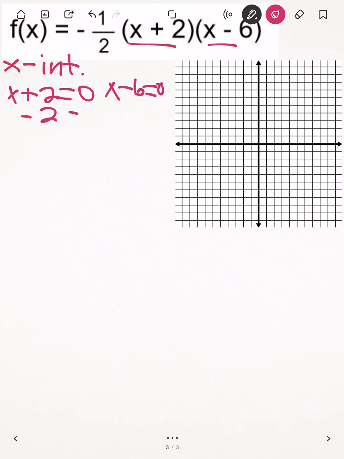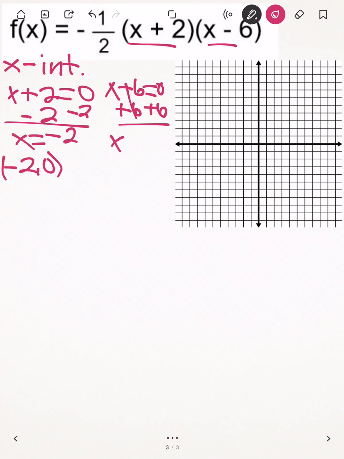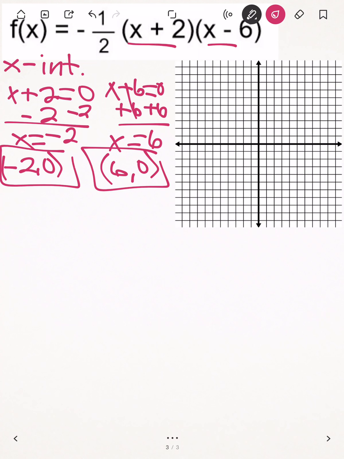To solve, I subtract 2, get X equals negative 2. There's that point. So I get negative 2 comma 0. And then on this one, I add 6 to both sides, and X equals 6. So I get 6 comma 0. Also, if we just take the opposite of the inside, so opposite of positive 2 is negative 2, and the opposite of negative 6 is positive 6, you can do that as well to save you from having to do some of the math.